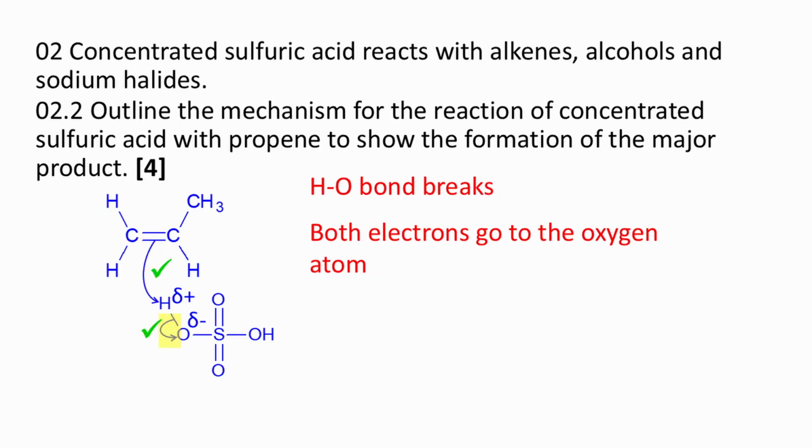An OH bond in sulfuric acid breaks, both electrons go to the oxygen atom. This is shown by the curly arrow highlighted and gains the second mark.